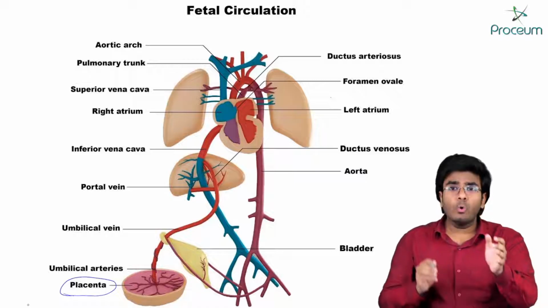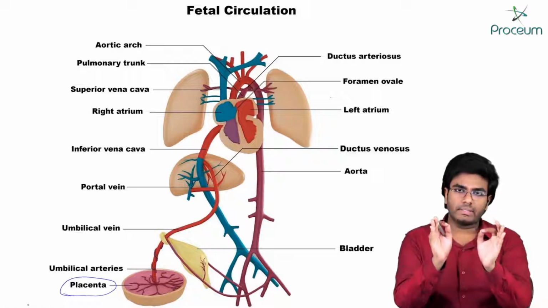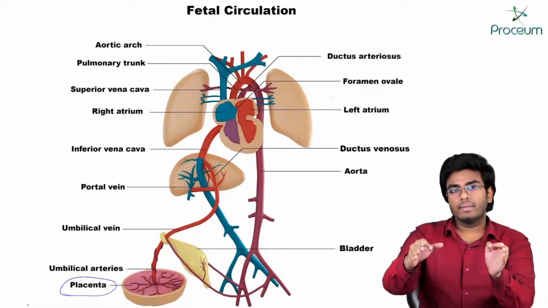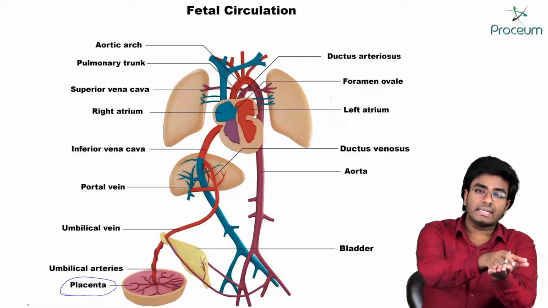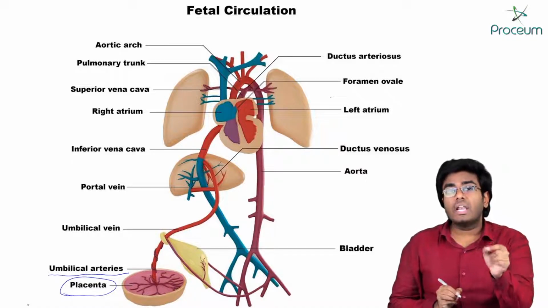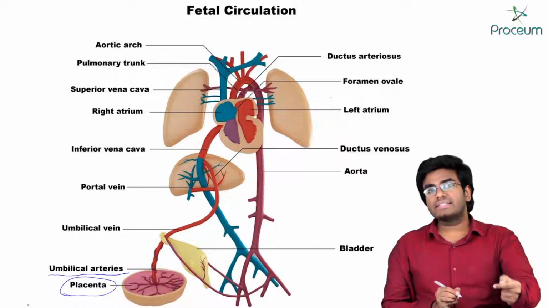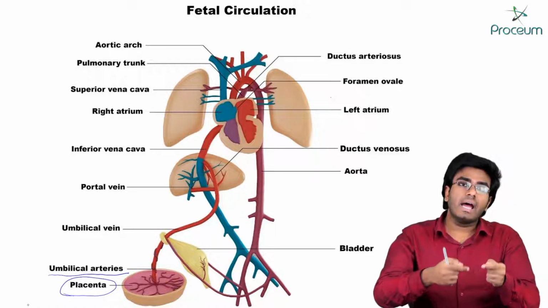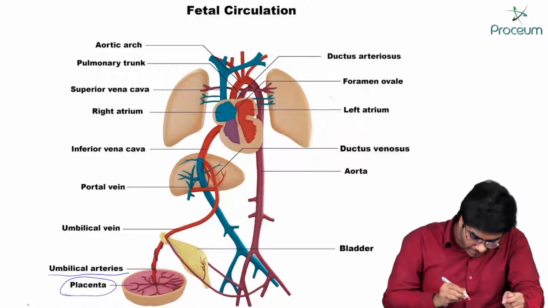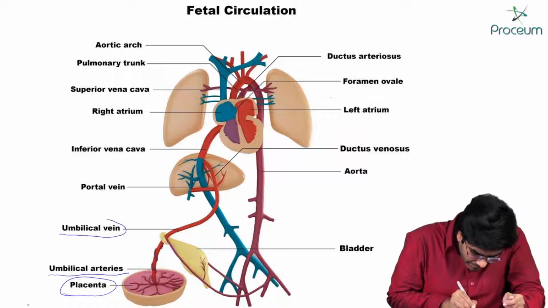Now, who is bringing the deoxygenated blood to the placenta? Important. The deoxygenated blood from the fetus will be brought to the placenta by umbilical arteries. Umbilical arteries carry deoxygenated blood from the fetus to the placenta. In the placenta, the blood gets oxygenated, and the oxygenated blood from the placenta is taken back by the umbilical vein.